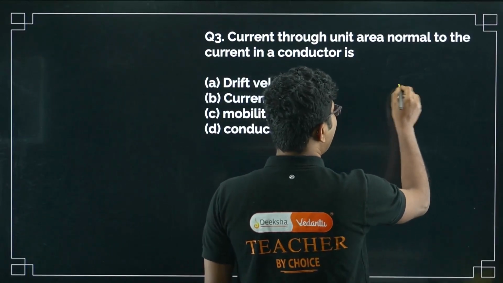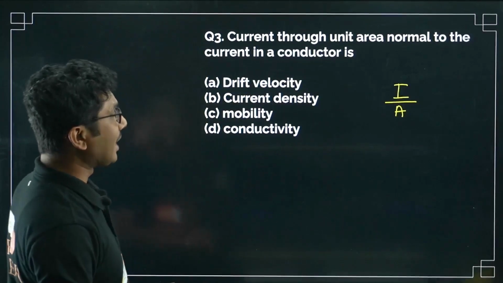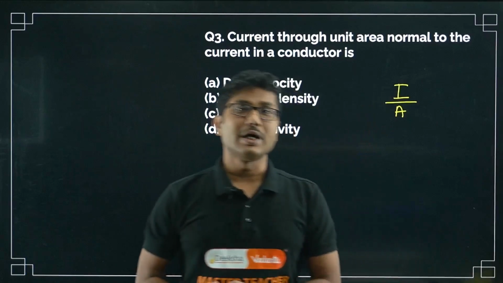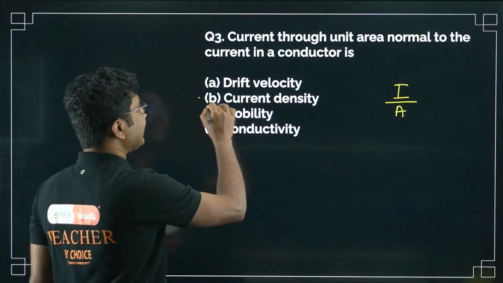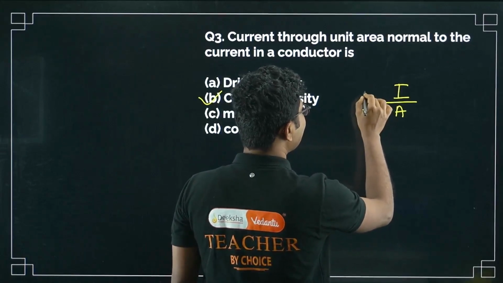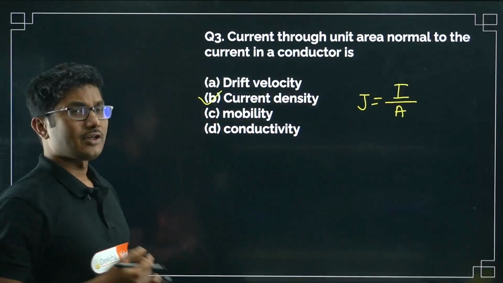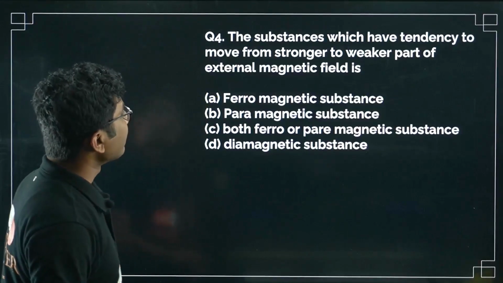So current through unit area, per unit area. Current through unit area means current divided by area, and normal to the area through which current is flowing is basically the current density J. This is nothing but current density J. So this is the definition of current density. So current density J, direct question. Now let's move on to the next question.